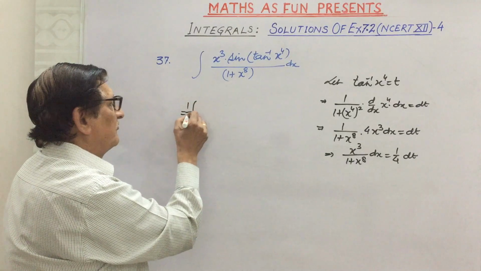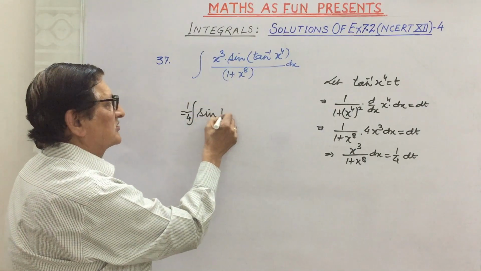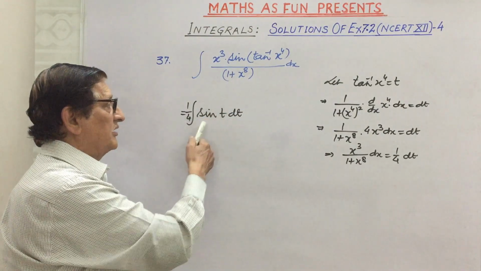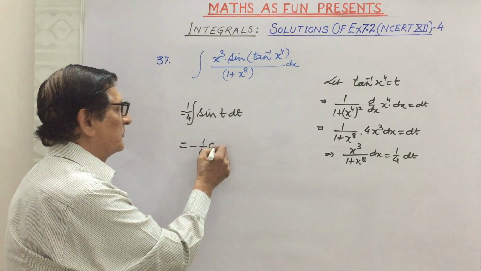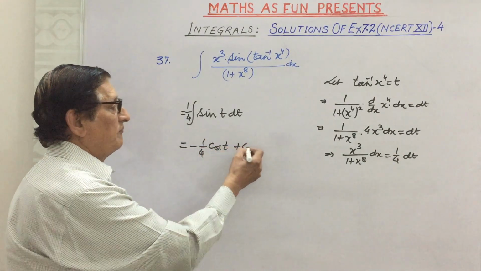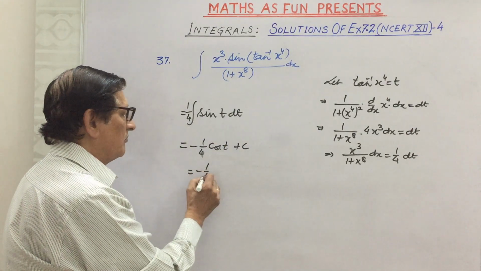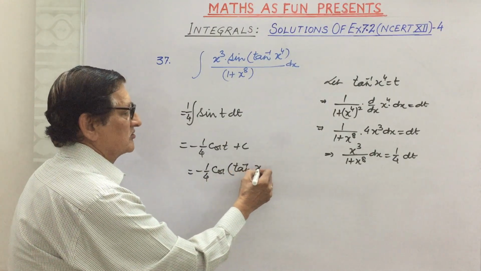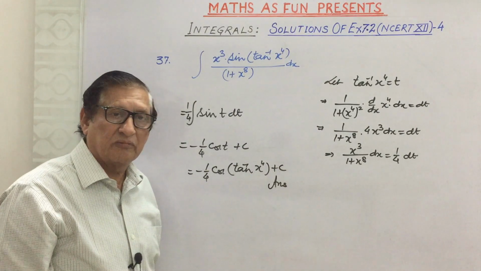Applying this here, we get x^3 upon 1 plus x^8 dx as 1 upon 4 dt. So this will be 1 upon 4, and this is sin t. So this becomes sin t dt. And we know the integral of sin t is minus cos t. So this becomes minus 1 upon 4 cos t plus c. Substituting the value of t, we get minus 1 upon 4 cos of tan inverse x^4 plus c, which is the answer to the problem.